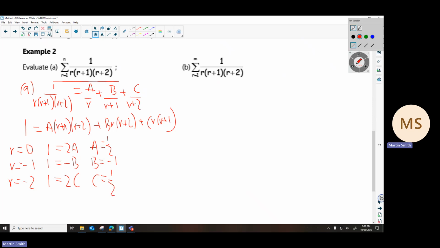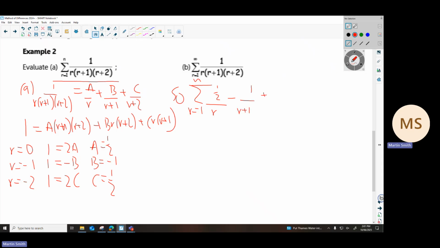So consequently, the thing I'm trying to sum is sigma r equals 1 to n of a, which is a half, divided by r, plus b, which is minus 1 over r plus 1, plus c, which is a half over r plus 2.